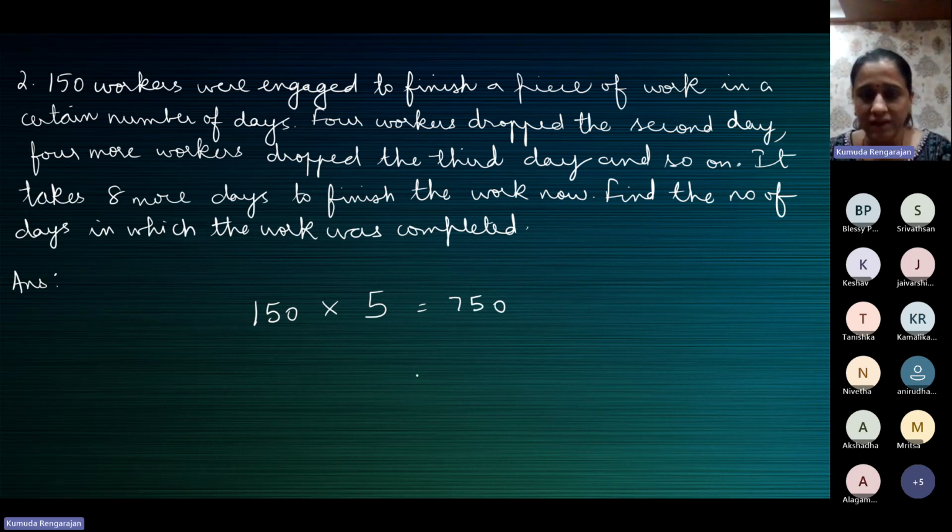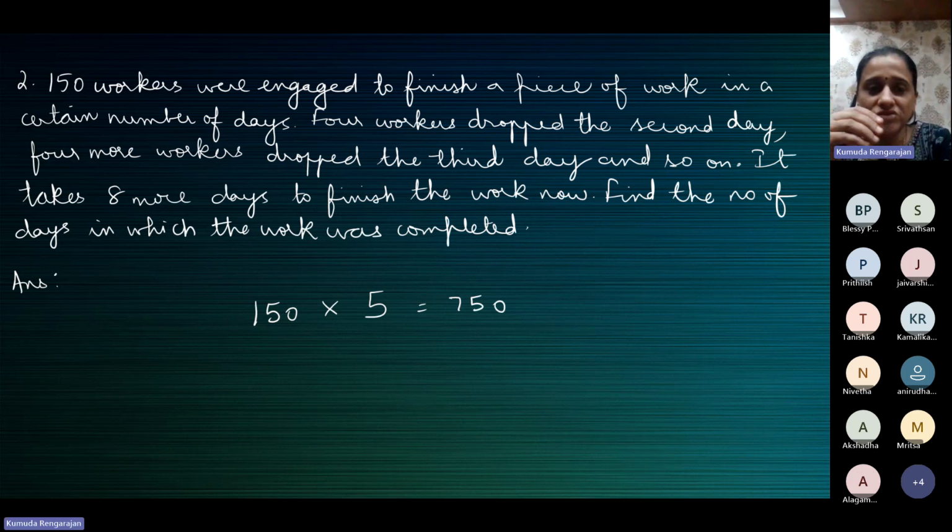150 workers, 1 day. So if they were engaged for 5 days, 150 into 5, 750. The effort of 750 people was needed to complete that work. Please understand that the effort of 750 people is 150 workers working for 1 day. So like that, if they work for 5 days, 150 into 5, 750, the effort of 750 people was needed to complete that piece of work.